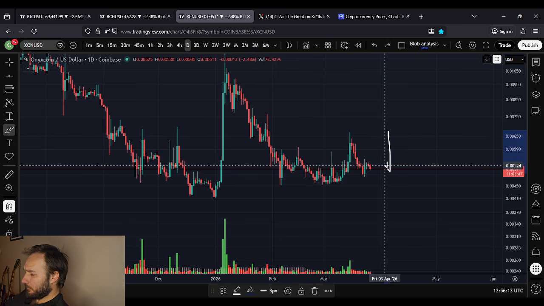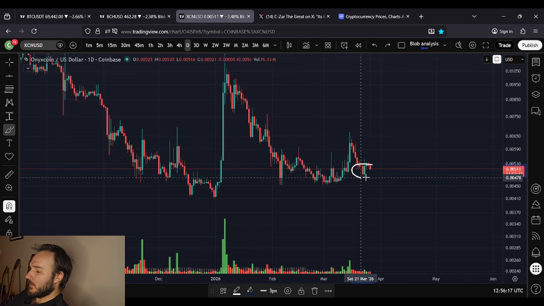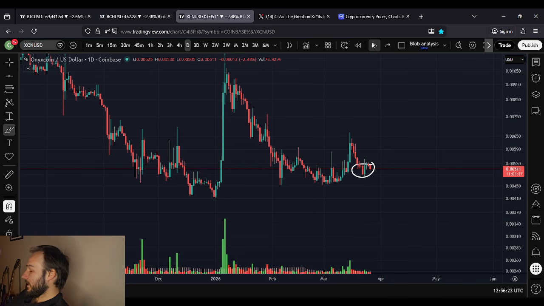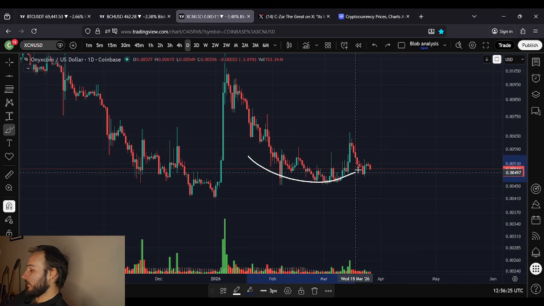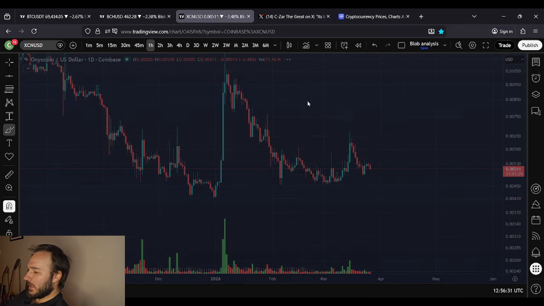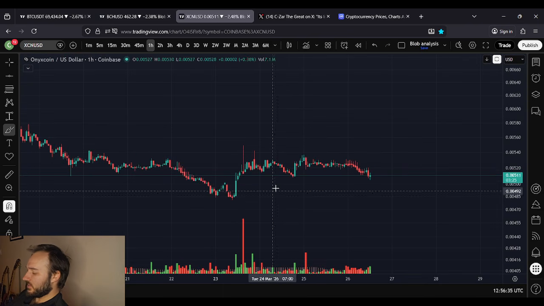OnyxCoin is down about 2.5% today. It really hasn't done anything over the past week. We're just in the same area, and we haven't done anything in quite a while. Still maintaining higher lows. I didn't draw that well at all, but you can see what I'm going for. But we did actually just take out this low here that we established about 2 or 3 days ago, however long ago that was.